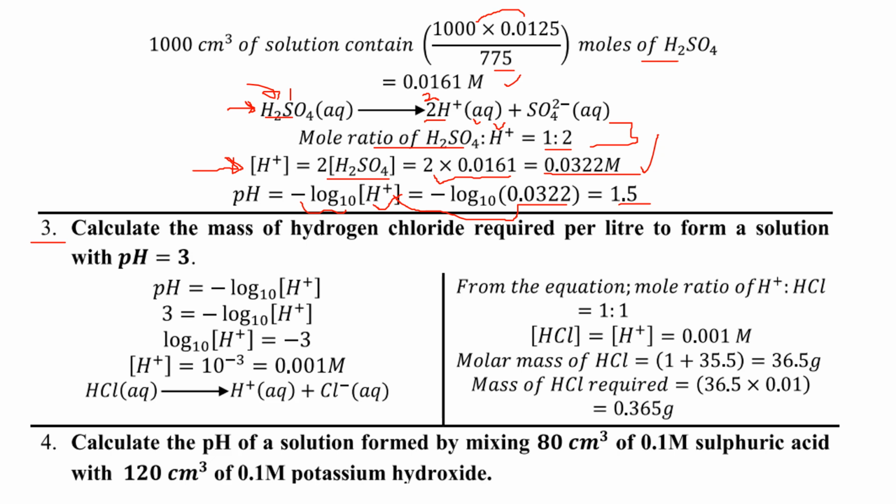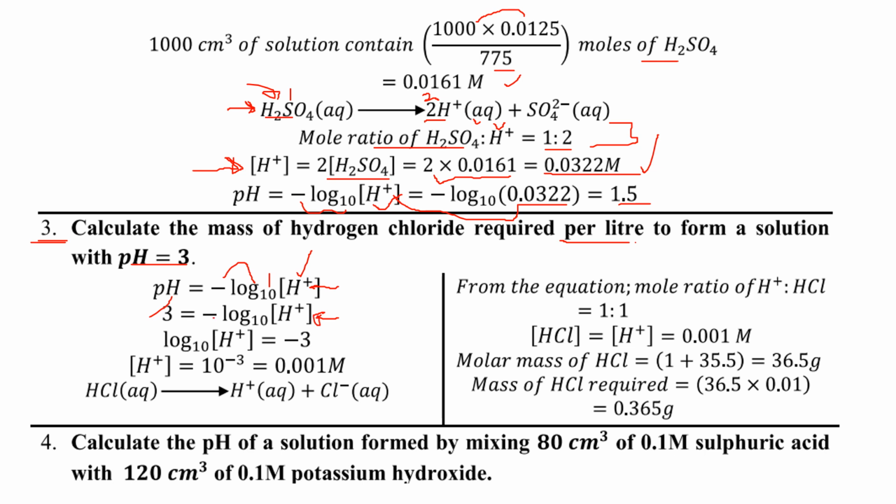Now let's look at question 3. Question 3 is prompting you to calculate the mass of hydrogen chloride required per liter to form a solution with pH 3. Here is going to be reversing the math. pH is given by the negative logarithm to base 10 of the hydrogen ion concentration in moles per liter of any given solution. Now they gave us pH and we don't have the molar concentration of the hydrogen ion. So we do the reverse.